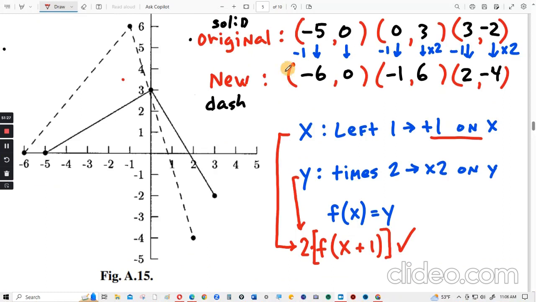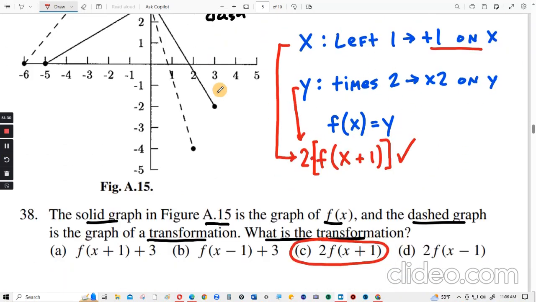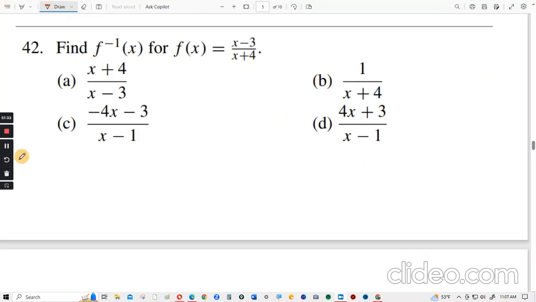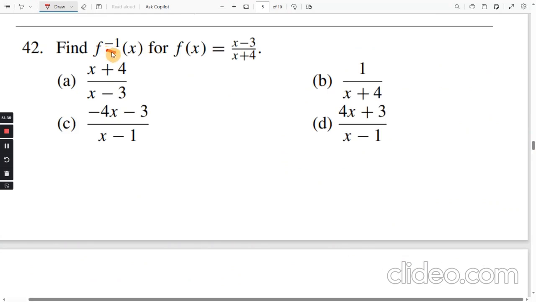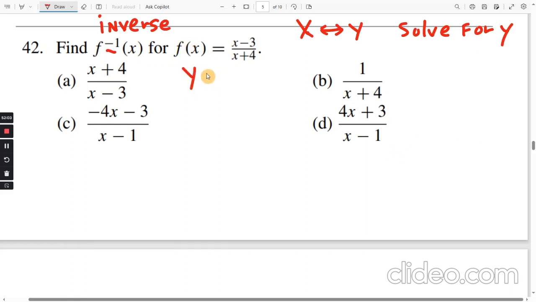So you basically have to write out the coordinates and look for the pattern. Alright, find the inverse for this function here. So this negative 1, that's not an exponent. That means inverse. And in order to find the inverse, you basically have to reverse the x and the y and then solve for y. Alright, so this f of x, like we just said before, this is basically y equals. So let's write out this function, then reverse them, and then solve for the new y.